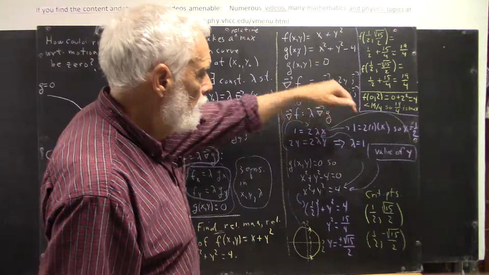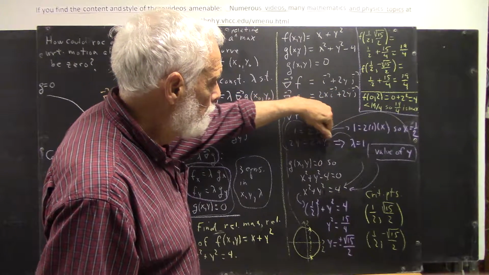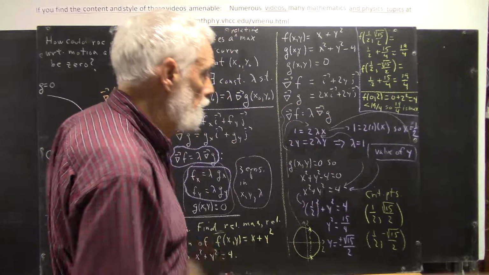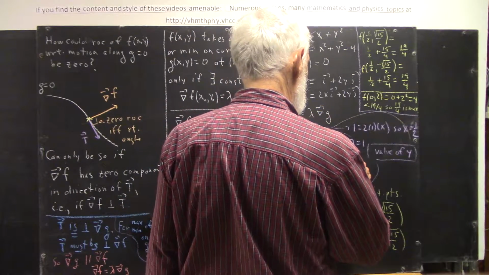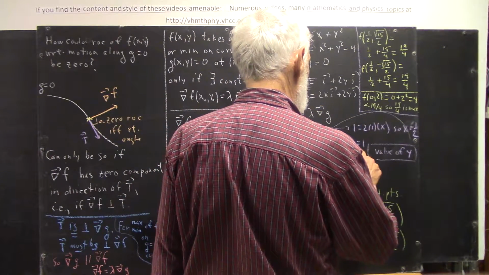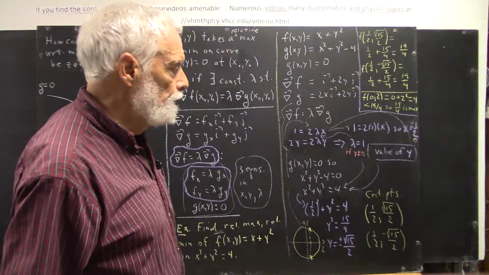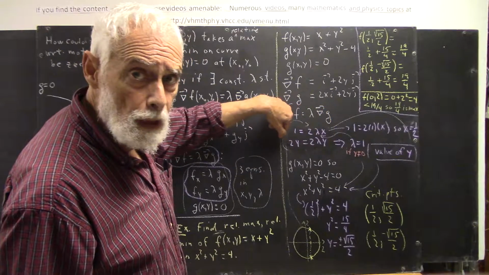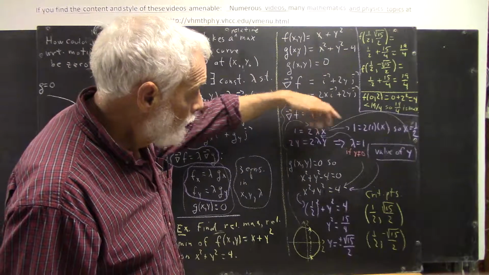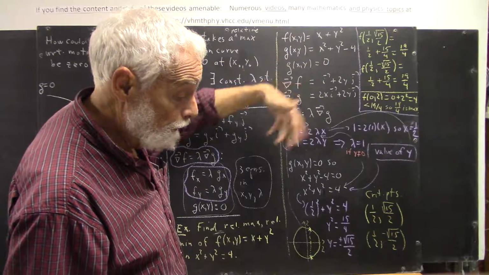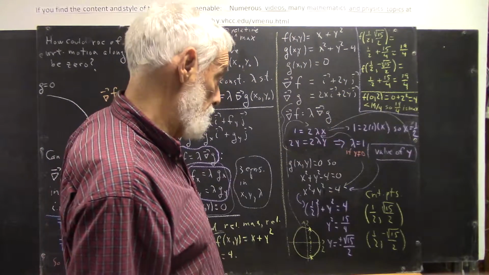But how did we get lambda equals 1? We divided both sides by 2y. So had we been really careful here, we would have said, okay, lambda equals 1 if y is not equal to 0. Because if y is 0, dividing by 2y is dividing by 0, and that's undefined, so we can't do that.